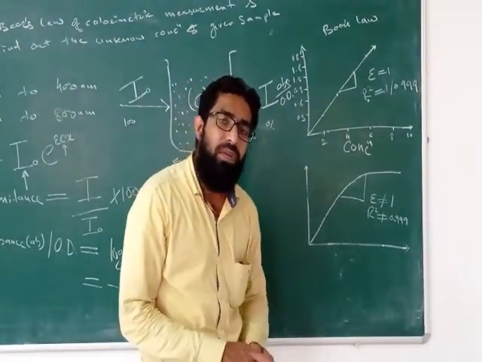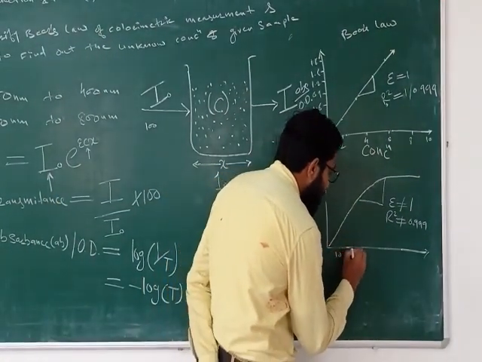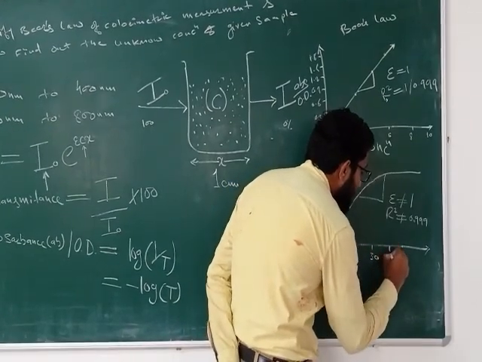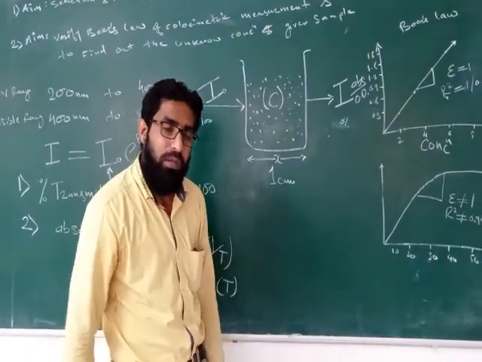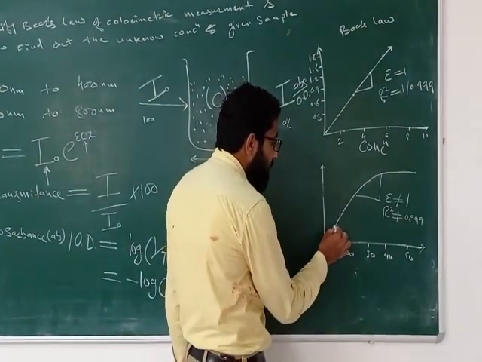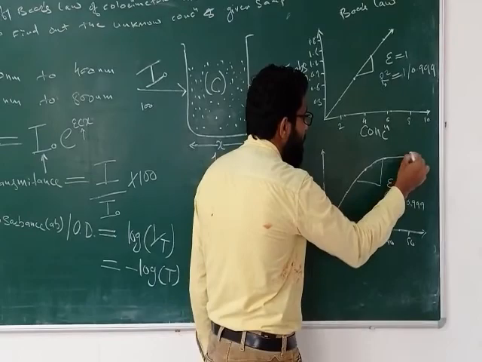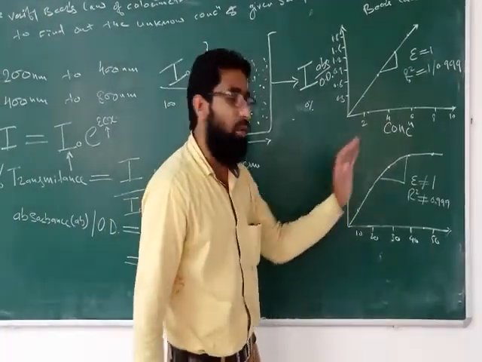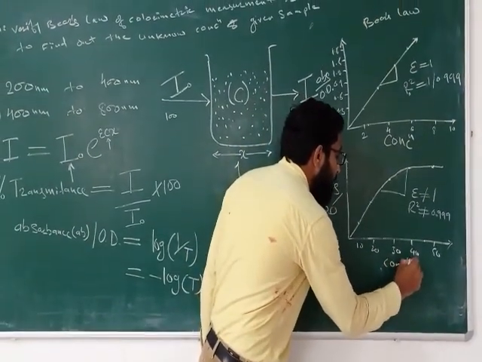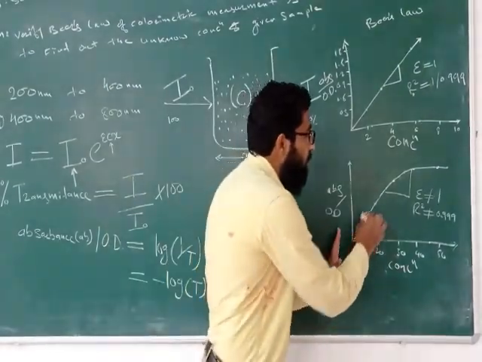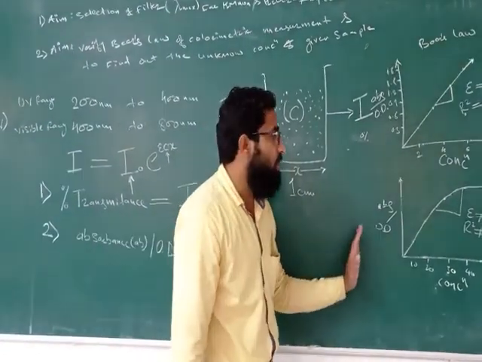Okay, if the concentration is too high, like 10, 20, 30, 40 and 50 microgram per ml, then what happens? Initially it gives a linear curve for the lowest concentrations, but at a certain concentration it does not show the absorbance. This is not a linear curve. This is known as deviation from linearity.